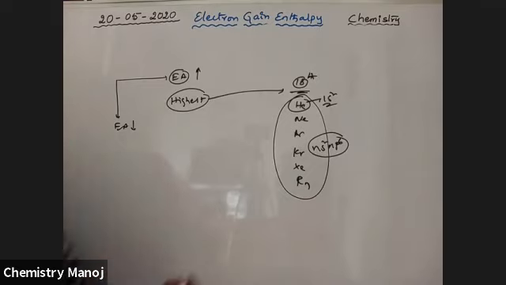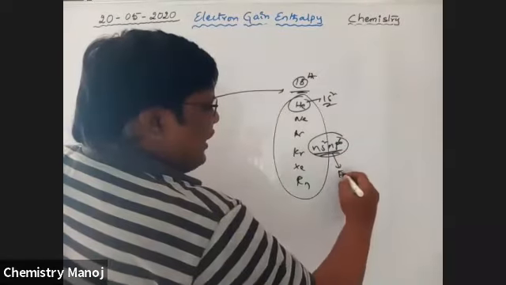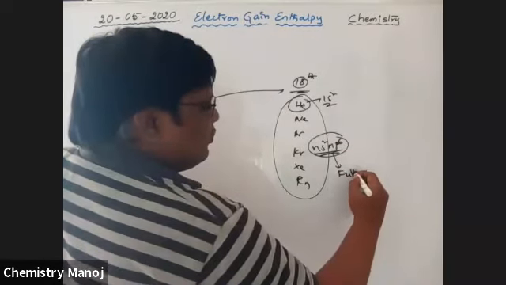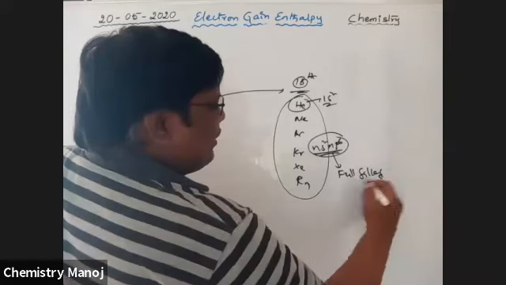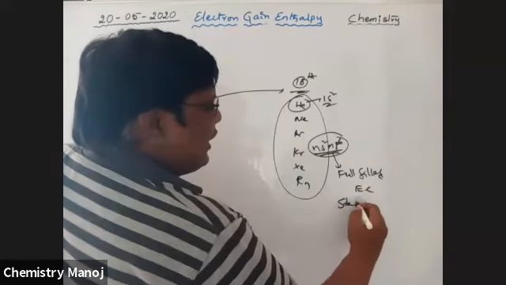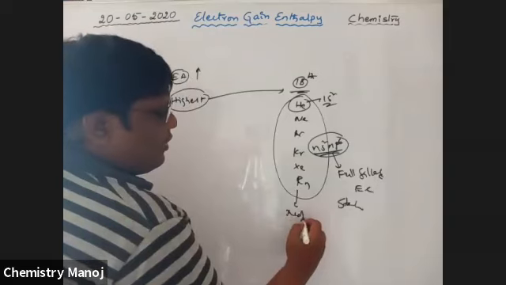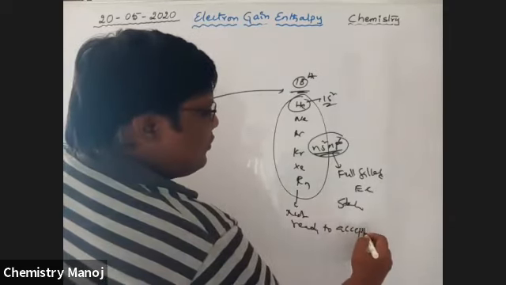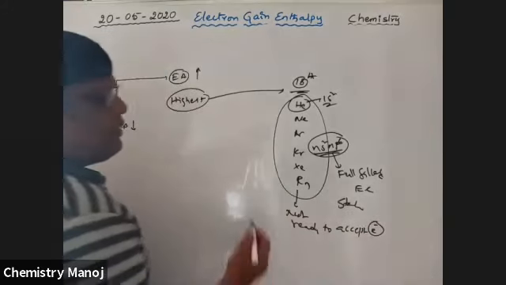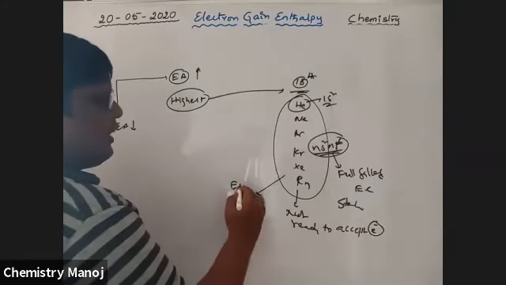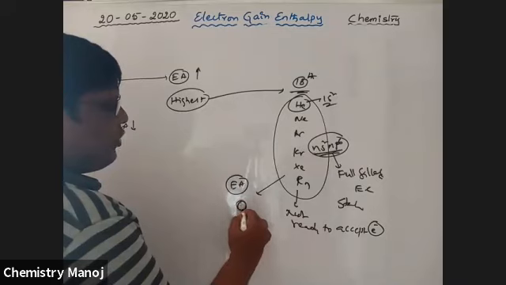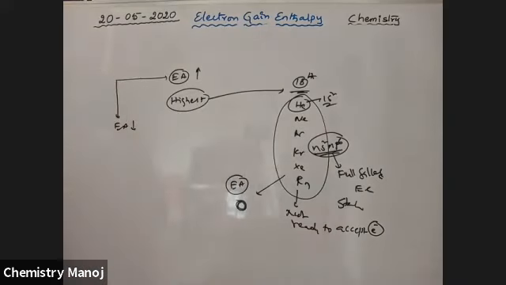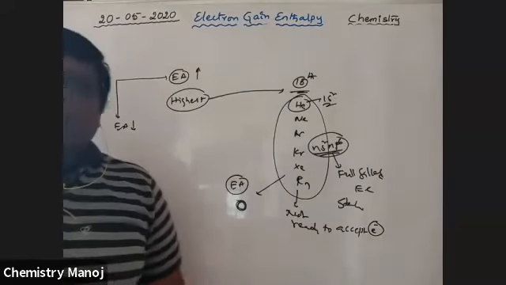Ns2 np6 means a fulfilled electronic configuration, a stable ending. These are not ready to accept an electron from outside. That is why their electron affinity values are 0.